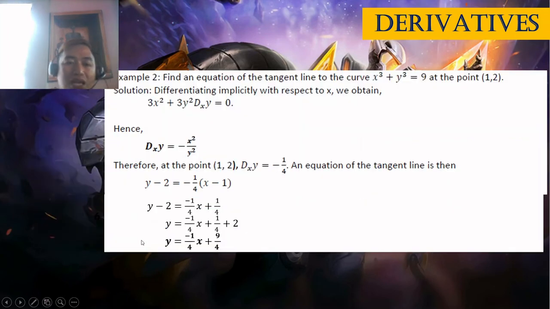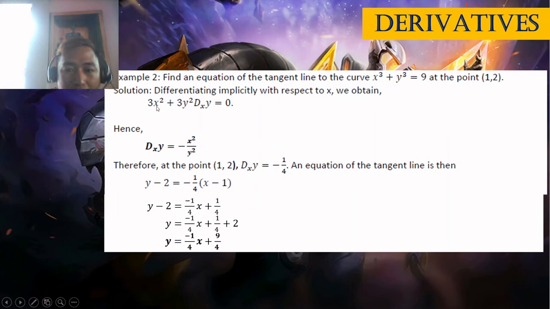Okay, now next. Example number 2. Find an equation of the tangent line to the curve x cubed plus y cubed is equal to 9 at the point 1, 2. So, since this is x cubed plus y cubed class, anong button ani kay? Di man ni siya y equals something na. So, implicit differentiation atong gamitin ani.